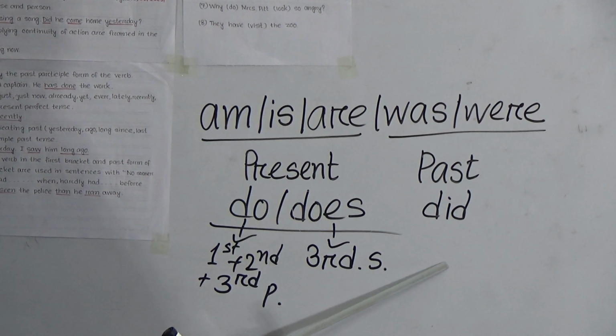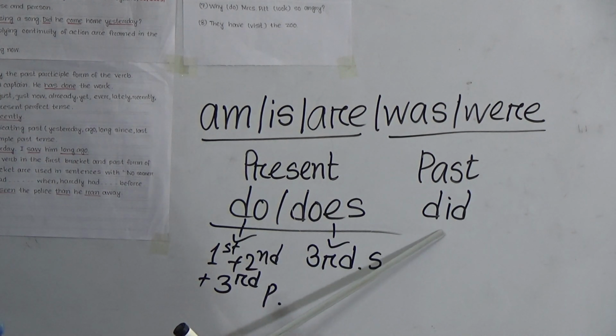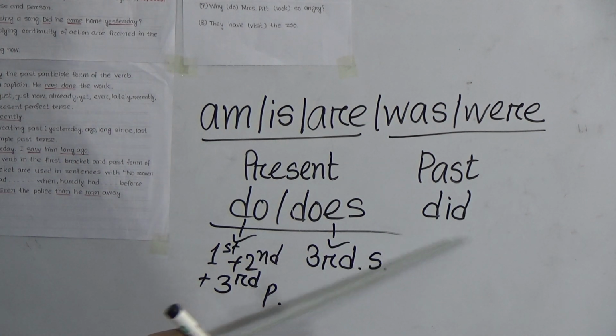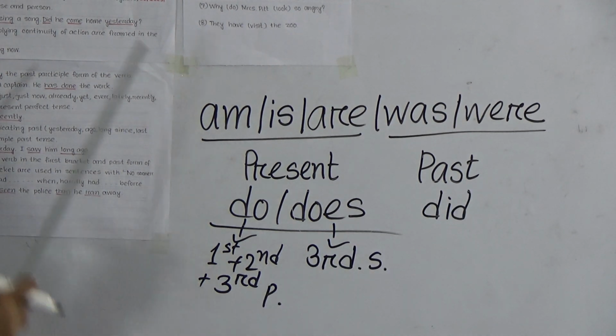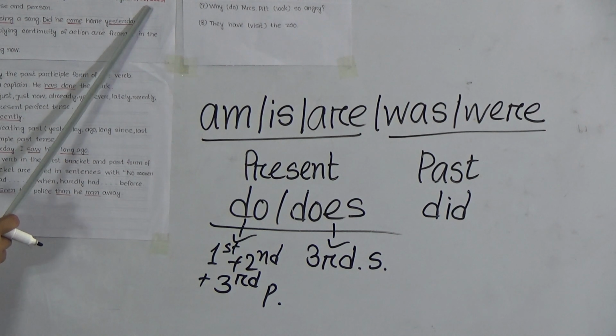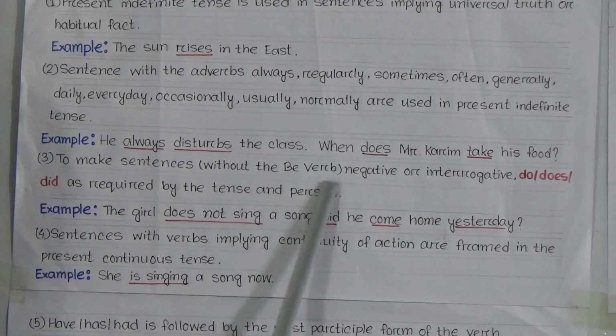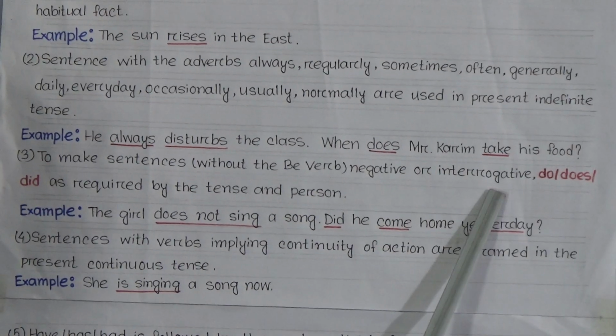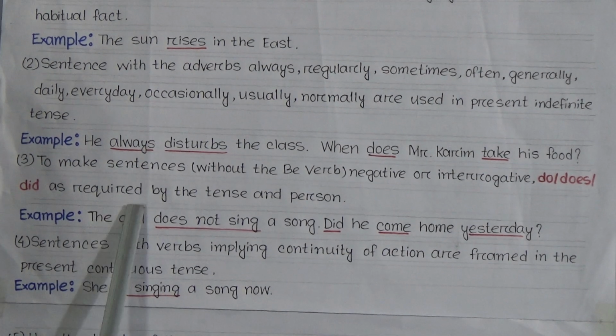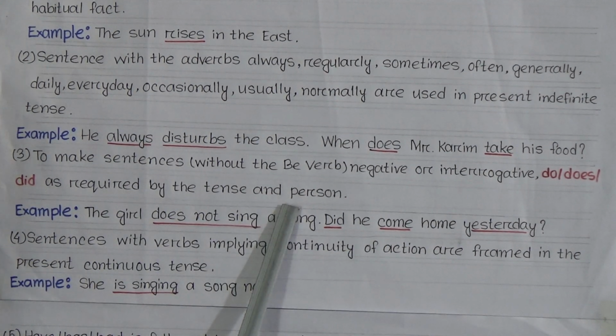And if the tense is past, and if there is no be verb, then you will bring did. I hope you can understand where you have to bring do, does, did, and how and when you will use them. So I am repeating the rule: to make sentences without the be verb negative or interrogative, use do, does, did as required by the tense or person.